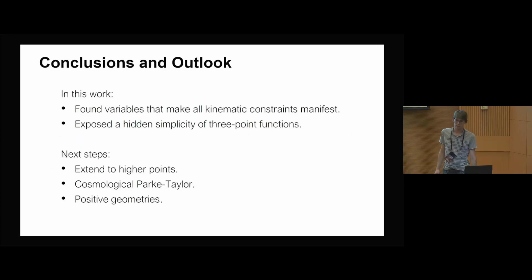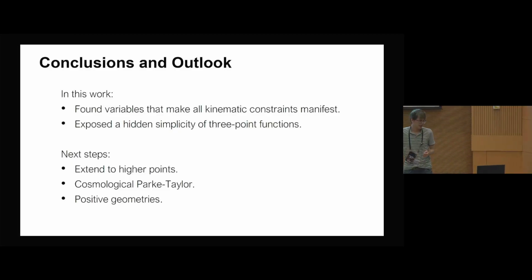Great, and now let me conclude. In this work, we found novel variables that make all the kinematic constraints of our cosmological correlators manifest. Then we tried to write down a three-point function in terms of these variables, and we found that they are pretty simple compared to the other variables that we usually use, like embedding or momentum space. This is why we say that we expose a hidden simplicity of three-point correlators by writing them in twistor space.